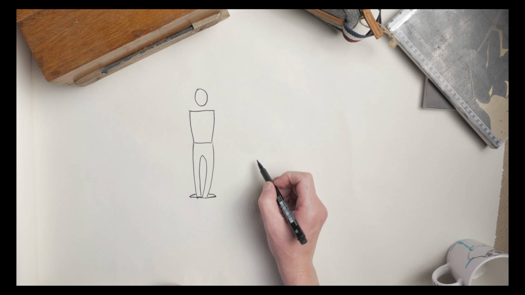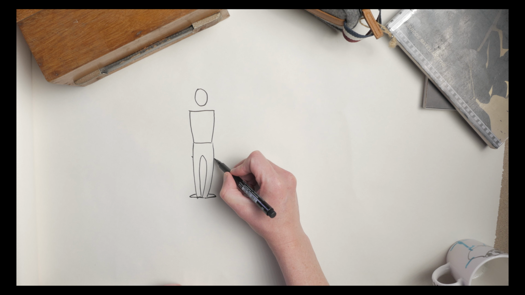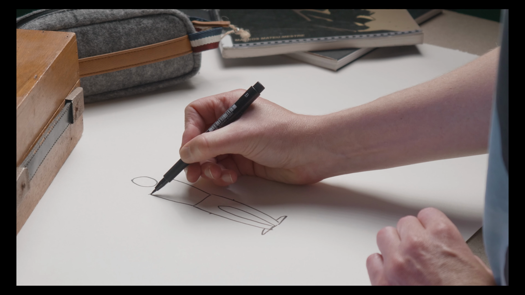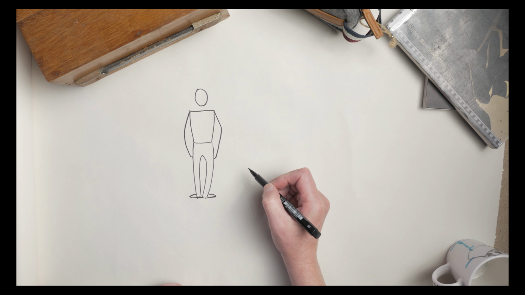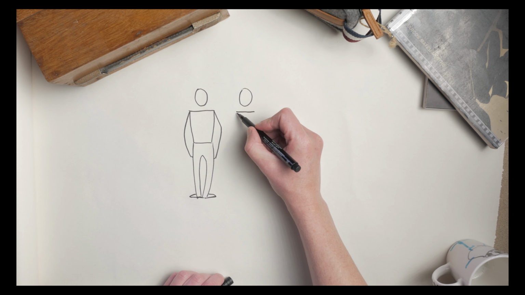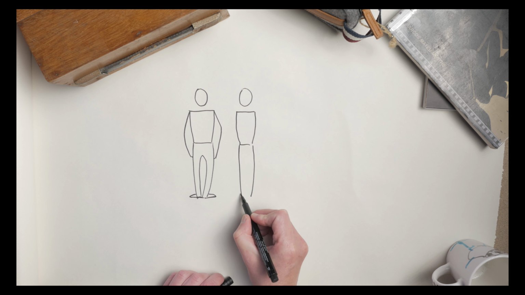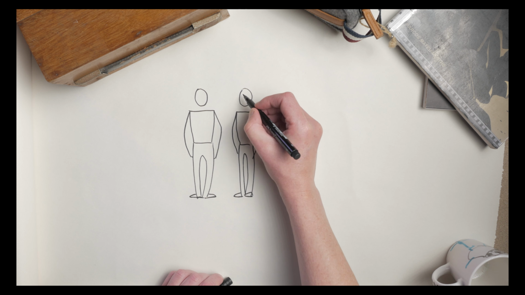Lastly, let's do the arms. For now, we'll just do them resting at their side. The elbows are going to be about halfway down the torso, with the hands resting above the middle of the thigh. When drawing the feet, the direction they point helps to sell which way the body is facing.